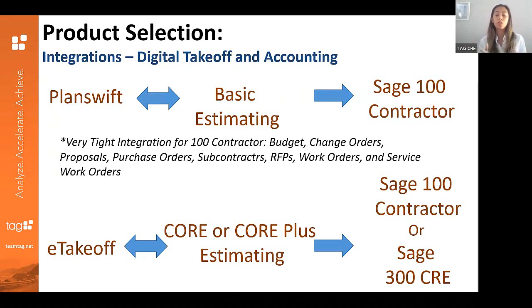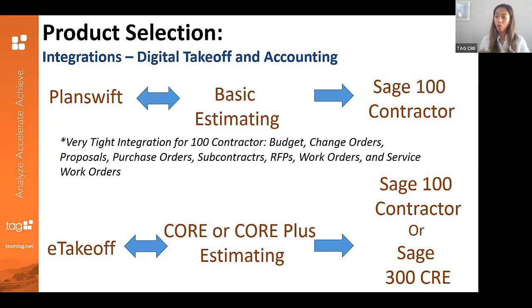You won't feel any kind of disconnect between the two. So if you're integrating all of it, you're looking for a good starter system to have all of that flow through super tightly. Basic estimating within Sage 100 Contractor with PlanSwift is a great option.